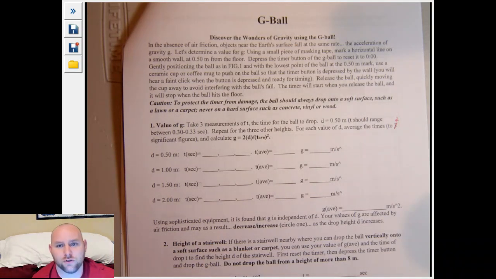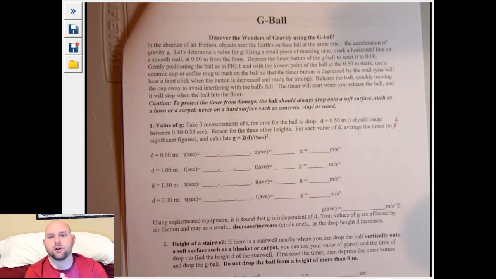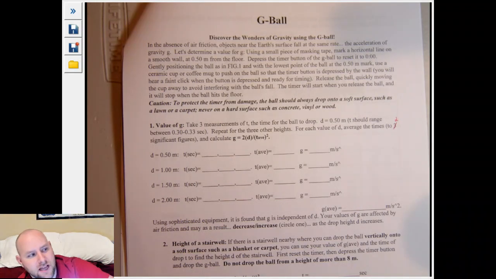Okay, this is the G-ball, gravity ball explanation to this lab. This is the newest lab. It is awesome. So, you're going to get a ball. This is our quick explanation, then I'll go over this page. You're going to get a ball. It looks like a softball. It's about the size of a softball. It's got a little button on it.